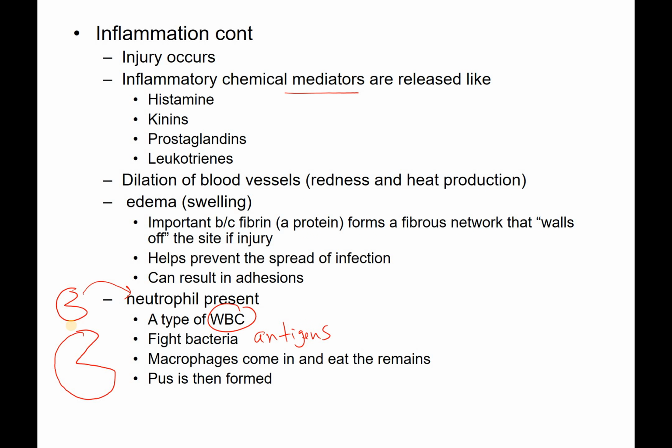Now a byproduct of that can be pus. So sometimes, like if you get a splinter, for example, you can notice that some pus is starting to develop within the wound. Those are some byproducts from the breakdown of the neutrophils and the dead and dying bacteria and so forth.